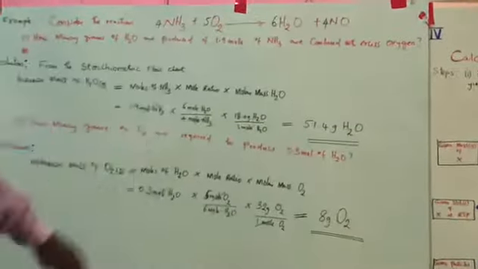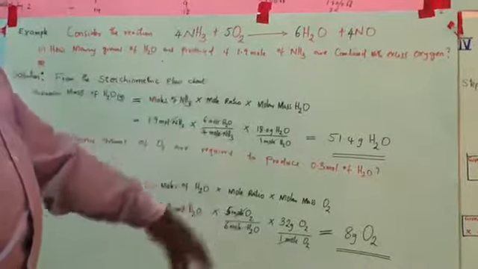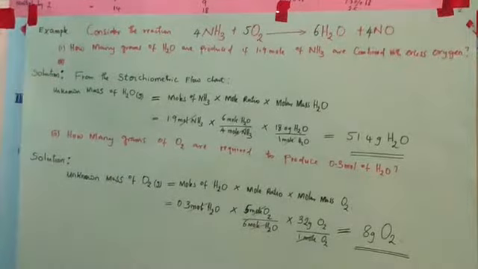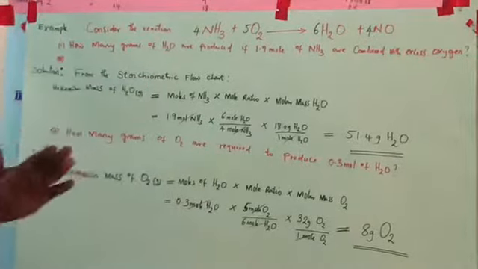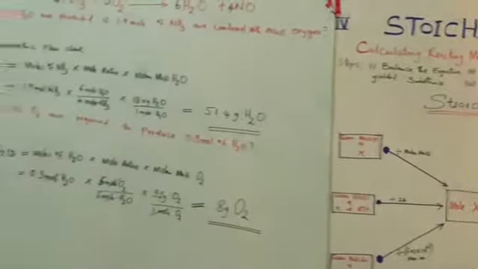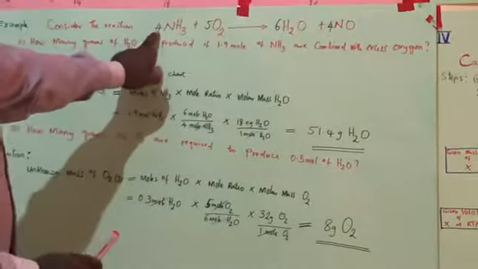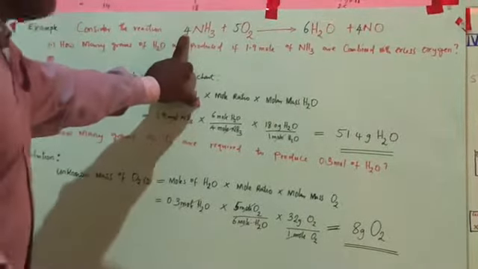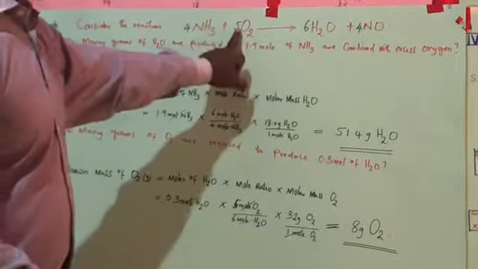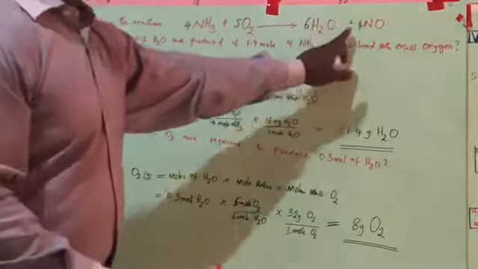Consider the reaction: ammonia reacting with oxygen giving water and nitrogen oxide. How do you do it? What was our first step? The equation must be well balanced. Now, we have four moles of ammonia reacting with 5 moles of oxygen to give 6 moles of water and 4 moles of nitrogen oxide.